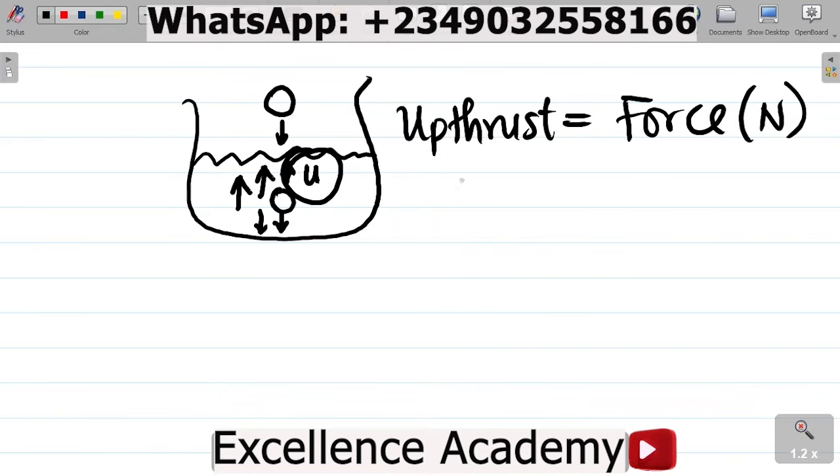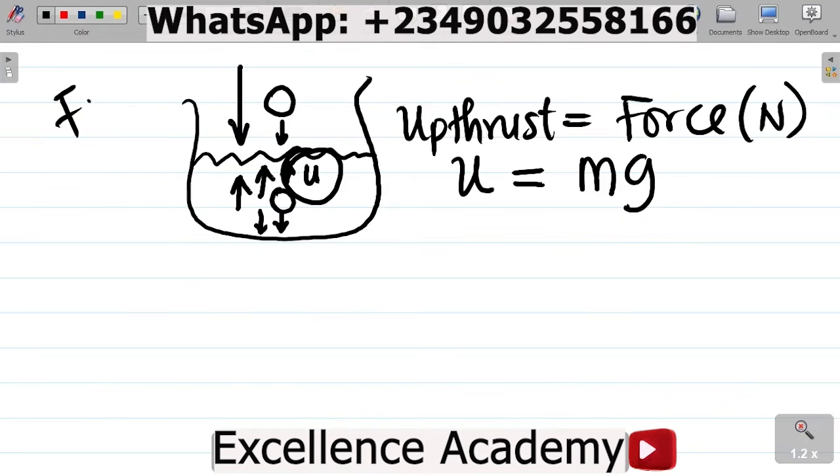Now with this, let's recall something. Let's call upthrust U. So U, upthrust, is equal to, for force, mass times gravity. We're using gravity here because the object is being immersed vertically downward. So when an object is being immersed vertically downward, we don't readily say F equals ma. We replace a with g, because the body is moving vertically downward. So the force here becomes mass times gravity, or m times g.